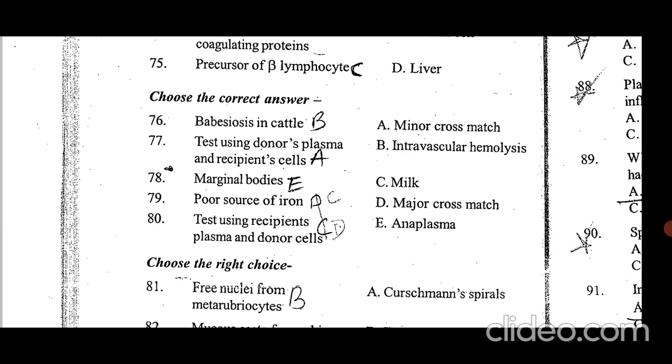A test using the recipient's plasma and donor cells: if I am the donor, donating the cells, and my cells are being tested, it will be the major cross match.